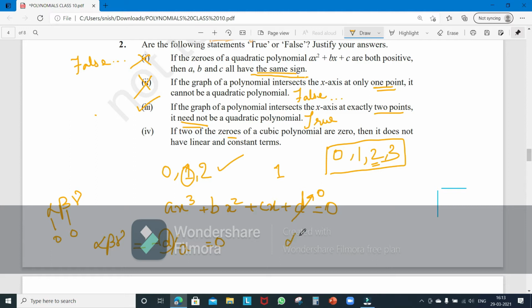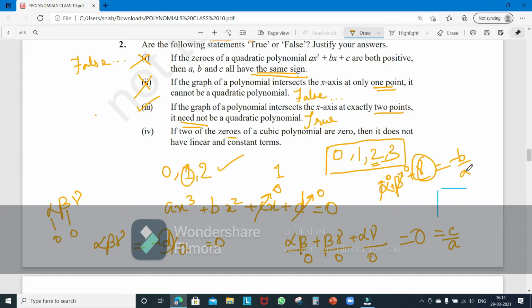Now if we take the product of the roots taken 2 at a time, alpha beta, beta gamma, alpha gamma: alpha into beta is 0, beta into gamma is 0, alpha into gamma is 0, so this is 0. So what happens is this will be c by a. c also becomes 0, so this term is also 0. Now how can you tell about b and a? b's value comes from the sum of the roots, alpha plus beta plus gamma, which equals minus b by a. Now alpha and beta are 0, but gamma is not 0, right? So you can't say that b is 0.